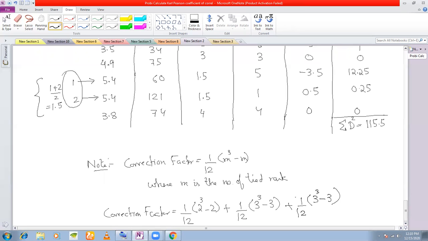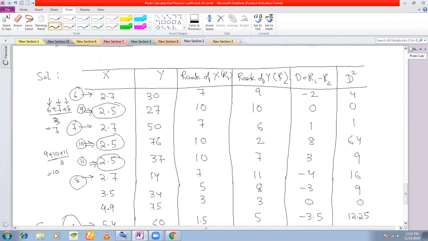Understood? In y you do not have any tied ranks, because if in y you had any tied ranks, then you would have again added another 1 by 12 times whatever. Understood? But in y, luckily you don't have any tied ranks. Is this very clear to you?